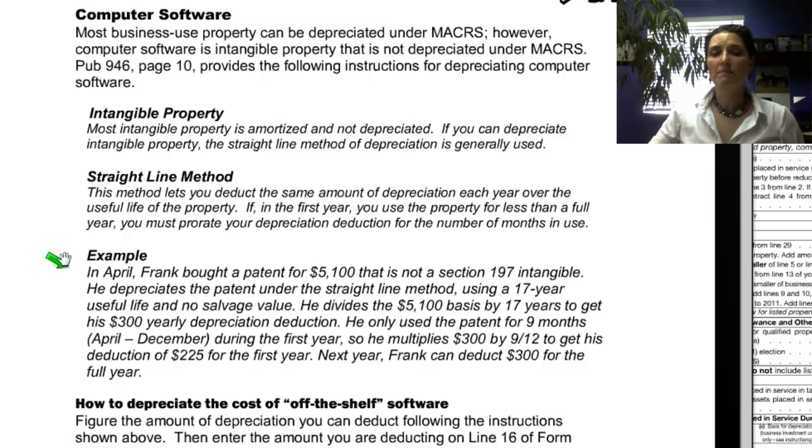In April, Frank bought a patent for $5,100 that is not a Section 197 intangible. He depreciates the patent under the straight line method using a 17-year useful life and no salvage value. He divides the $5,100 basis by 17 years to get his $300 yearly depreciation deduction. He only used the patent for 9 months, April through December, during the first year, so he multiplies $300 by 9/12 to get his deduction of $225 for the first year. The next year, Frank can deduct $300 for the full year. Well, we're going to learn more about how to claim depreciation on computer software next.